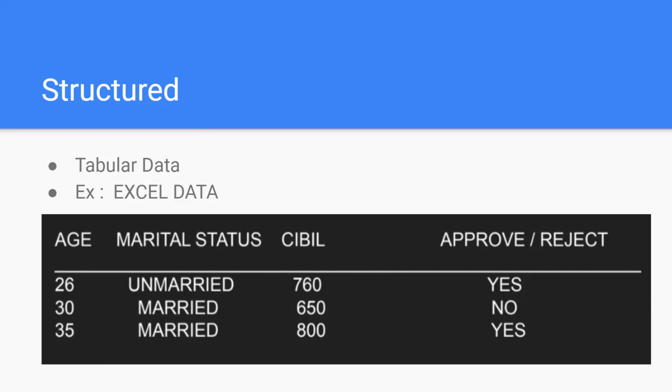For example, if you see the age here, this first person's age is 26 and he is unmarried. His CIBIL score is 760. His loan application was whether to approve or reject. So it has some structure, right? Rows, second row, third row, and age is one of the columns. Marital status is one of the columns. CIBIL score is one of the columns. Approval rate is one of the columns, right? So it has some structure. So this is called structured type of data.